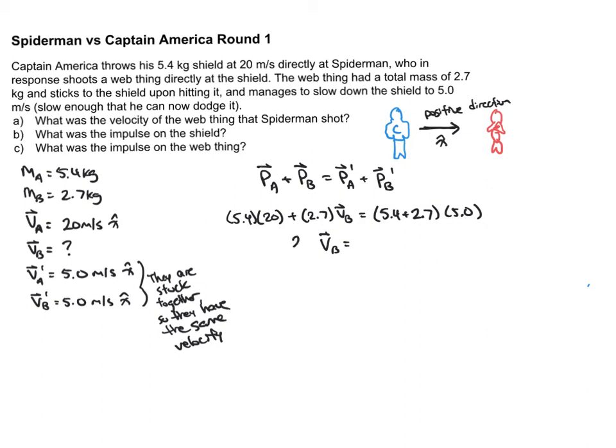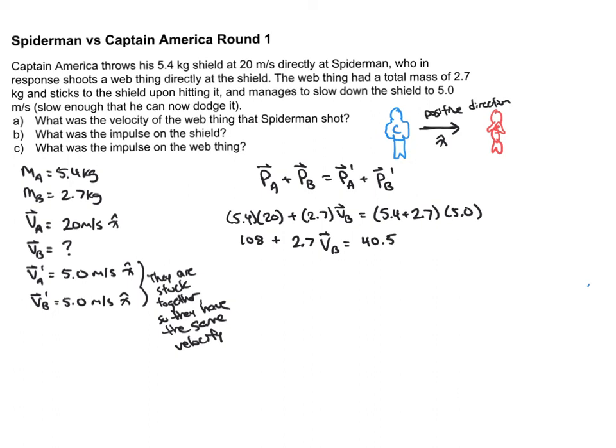Okay, so maybe I'll just do this one step at a time here. So I'll do 5.4 times 20, it's 108. And then on the other side, 5.4 plus 2.7 is 8.1 times 5. 8.1 times 5 would be 40.5.